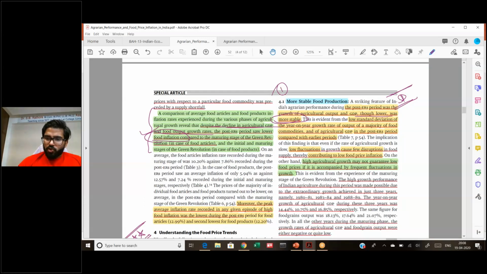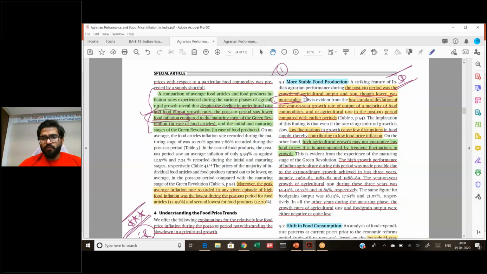Lower fluctuations will cause fewer disruptions in the supply. If there are high fluctuations, then the disruption in the food supply will be more. And if there are lower fluctuations, then the disruptions will be low, and if the disruptions in the food supply are low, then it will lead to lower food inflation. So that is the first logic behind lower food inflation in the post-economic reform period, despite a lower growth rate as compared to the previous.